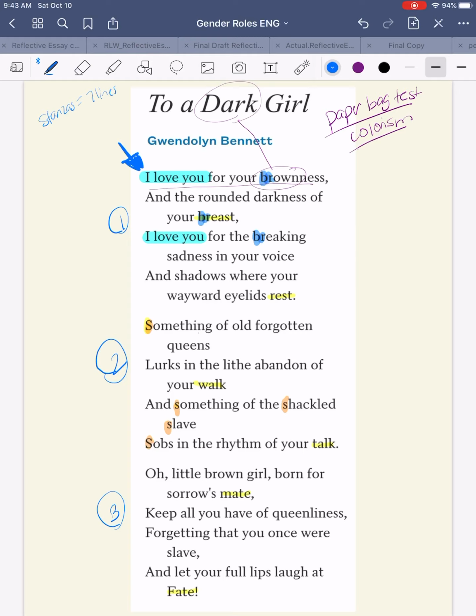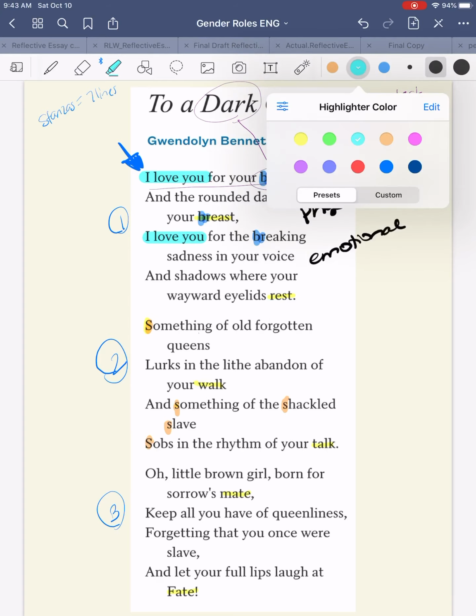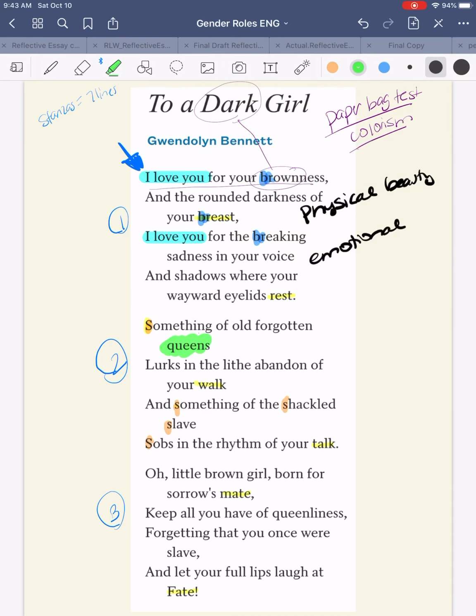All right, so here, going back to the first stanza, there is a love for the physical beauty, but there's also the emotional side that we see in the second part of that first stanza. Now when we get to the second stanza, we have a reference to queens. So this dark girl is being likened to queens, but also shackled slaves. So the queens is speaking to the heritage, going back to Africa.